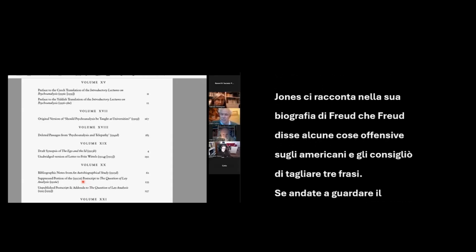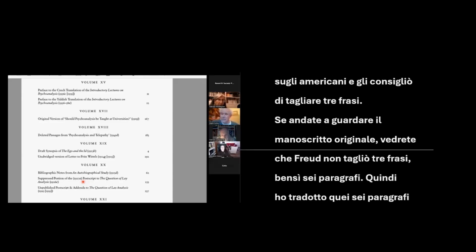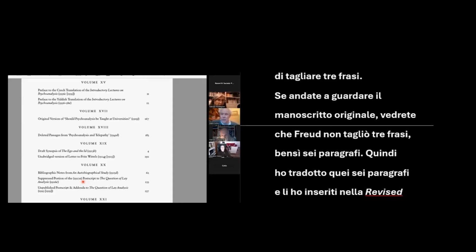Jones tells us in his biography of Freud that Freud said some nasty things about Americans there, and he advised Freud to cut them out, 3 sentences. If you actually go and look at the original manuscript, you see that it wasn't 3 sentences that Freud cut out, rather it was 6 paragraphs.